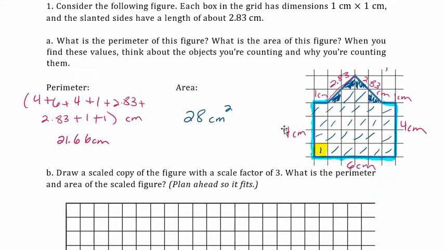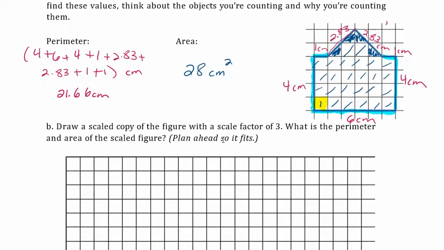So now what you're going to do down here is you're going to draw a scaled copy of this figure with a scale factor of 3. So what that means is that every side is going to be 3 times longer.